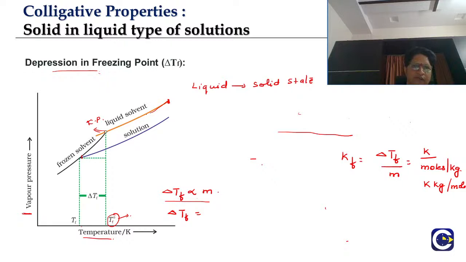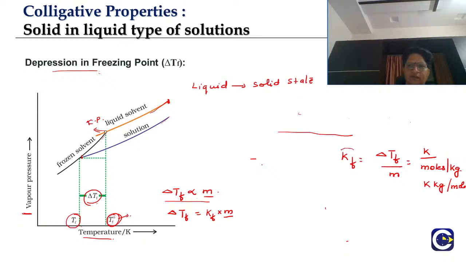The orange color is the pure solvent in the liquid state. When you bring down the temperature, it is frozen. The point at which the solution's curve meets the solid solvent curve will be the freezing point of the solution. The freezing point of the pure solvent will be more than the freezing point of the solution. The difference is again called delta Tf. Delta Tf is directly proportional to the molality of the solution. So delta Tf is proportional to Kf into m.